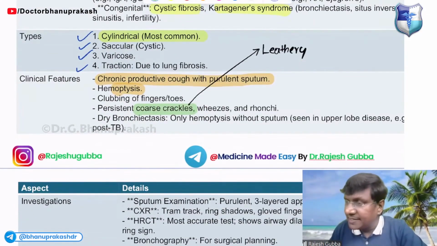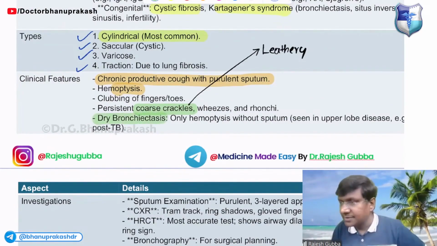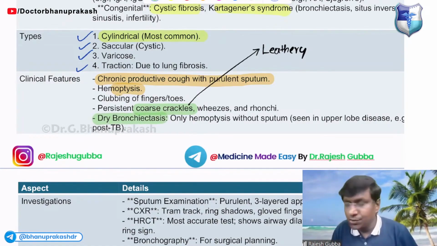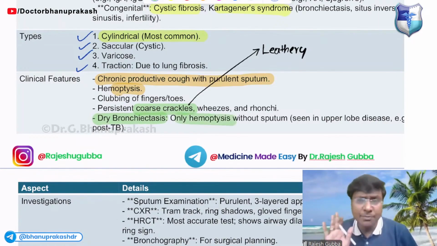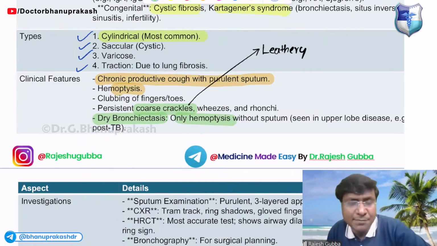And we have one entity called dry bronchiectasis. Dry bronchiectasis is nothing but bronchiectasis sicca. In bronchiectasis sicca, you don't have sputum production. Only hemoptysis will be there. Actually, the characteristic feature of bronchiectasis is copious amount of expectoration. But in dry bronchiectasis, you don't have sputum at all. Only blood will be there.